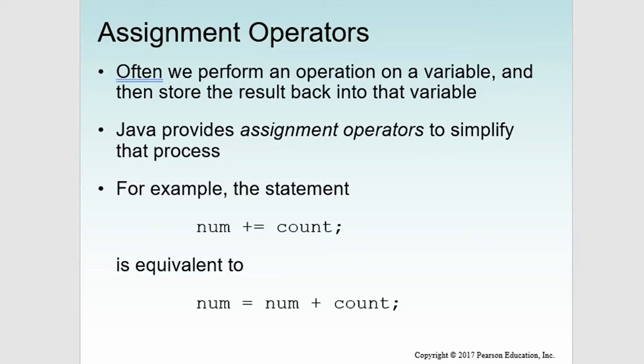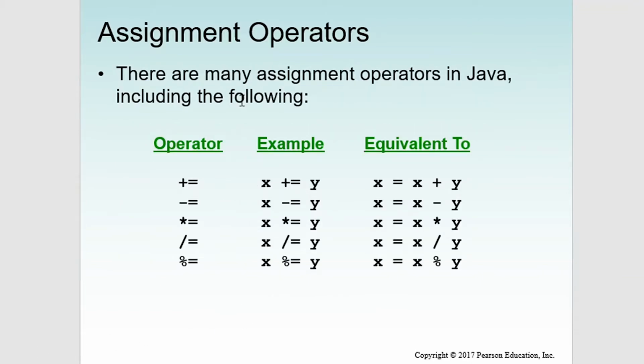Assignment operators. Often we perform an operation on a variable and then store the result back into the variable. Java provides assignment operators to simplify this process. For example, num plus equals count is equivalent to num is equal to num plus count. So you can use this form instead of using this form. There are many assignment operators in Java, including the following. You can use the plus equals, minus equals, multiplication equals, division equals, remainder equals. This is how you would use them, and it's the equivalent to this over here.